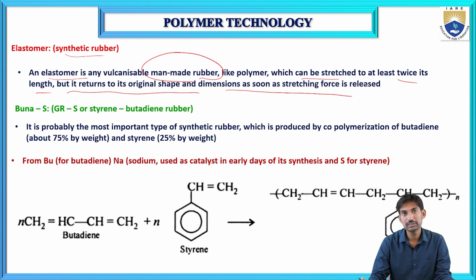If the stretching force is released, what happens? It returns to its original length. There is no change in its shape. That is called an elastomer. An elastomer is a synthetic rubber.